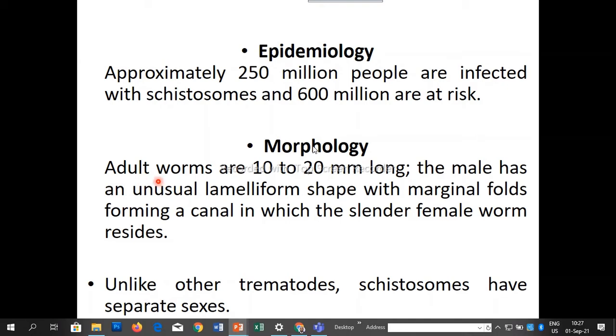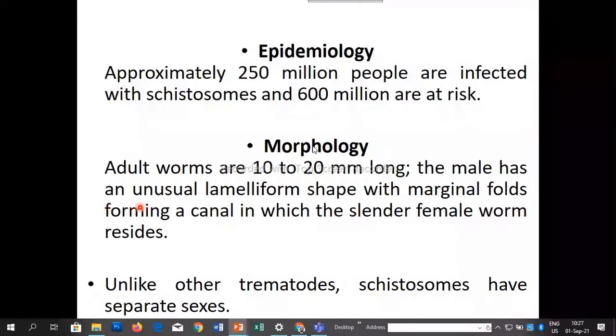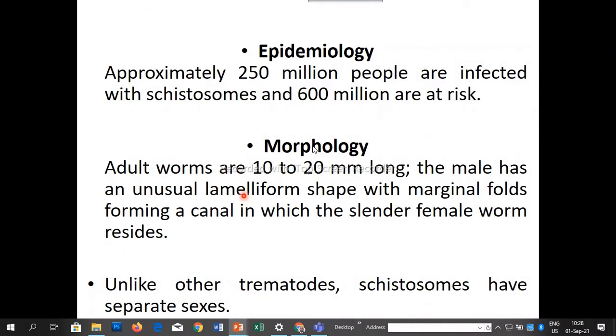Adult worms are about 20 millimeters long. The male has an unusual lamelliform shape with marginal folds forming a canal in which the slender female lies inside. We call it the gynecophore. The gynecophore is the part of the male that harbors the female. Unlike other trematodes, schistosomes have separate sexes. We have both male and female.